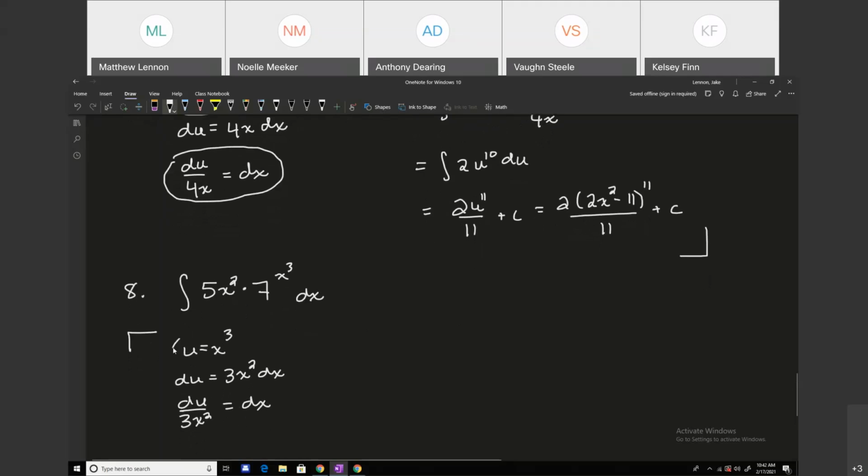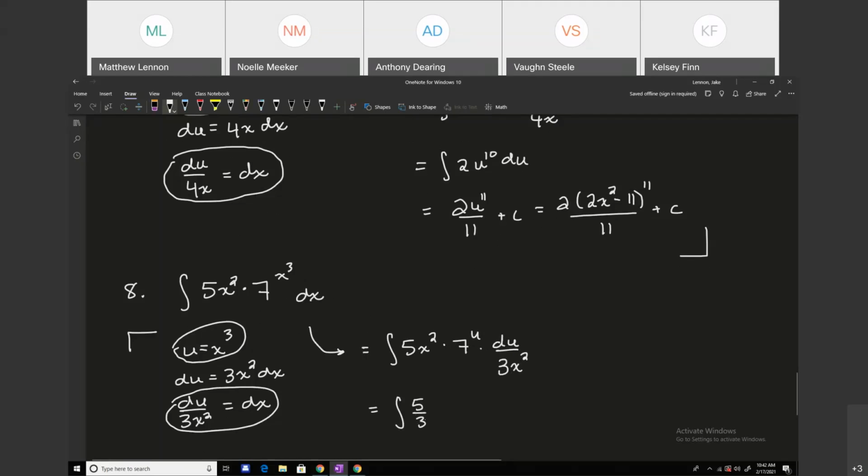So again, using the first and third parts, we make our substitution, replacing the exponent with u and the dx by du over 3x squared. So our integral becomes the integral of 5x squared times 7 to the u times our du over 3x squared. So what we end up with here, when the x squareds cancel, is 5 over 3 times 7 to the u du.